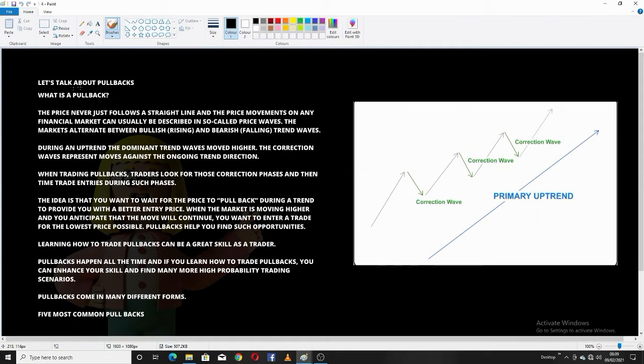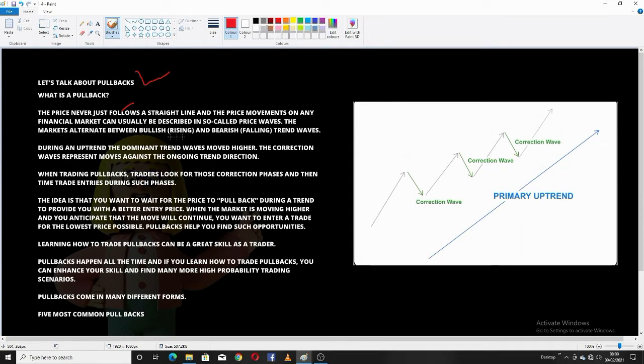So let's talk about pullbacks. Pullbacks can be used as a strategy. What is a pullback? The price never just follows a straight line, and price moves on any financial market can usually be described in so-called price waves.